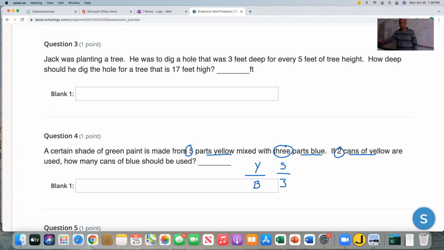If 2 cans of yellow are used, how many cans of blue do we need? Yellow and blue are what we're comparing. 5 parts yellow, 3 parts blue, 5 and 3. 2 cans yellow. How many are blue?